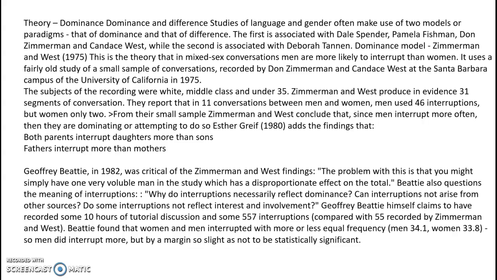He himself claims to have recorded 10 hours of tutorial discussion, 557 interruptions compared with the 55 recorded by Zimmerman and West. Beatty found that women and men interrupted with more or less equal frequency, men 34.1, women 33.8. So men did interrupt more, but it was only very slight.